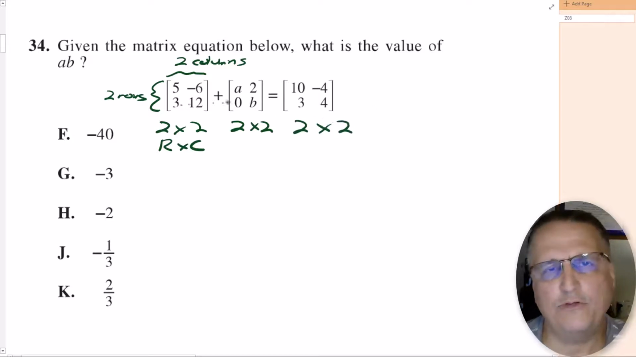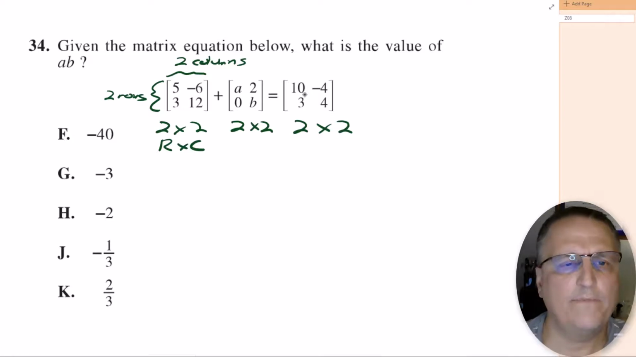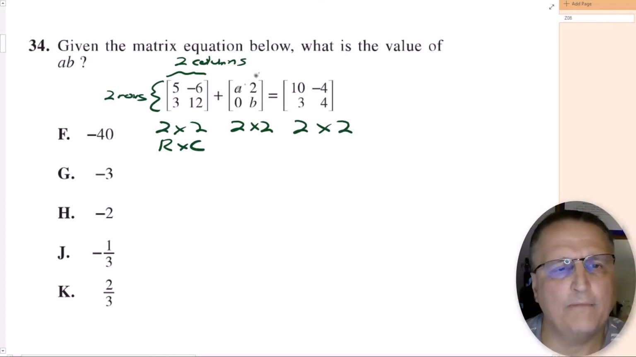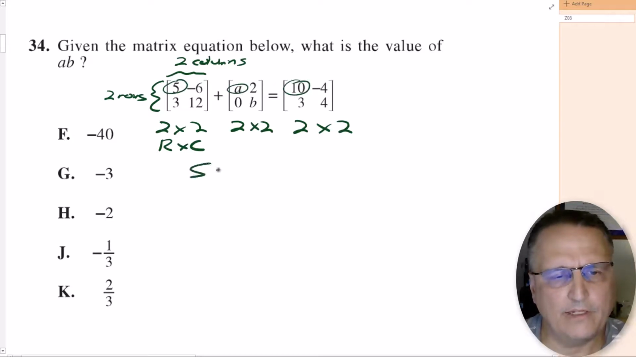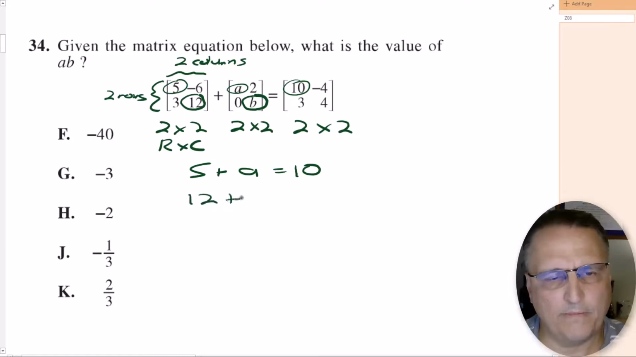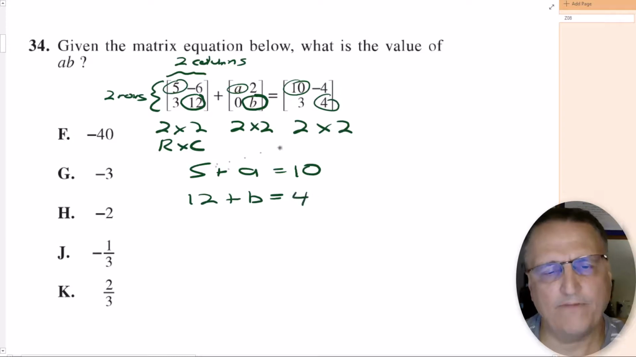And if I'm going to add 2 matrices together, they have to be of the same dimension so that I could add the corresponding elements within the matrix. And this would also work if it was subtraction. But here I'm adding the 2 matrices, so that means that 5 plus A has to be equal to the number 10. Also, this number 12 corresponds to that number B, and so 12 plus B is equal to 4. I can solve both of these equations.